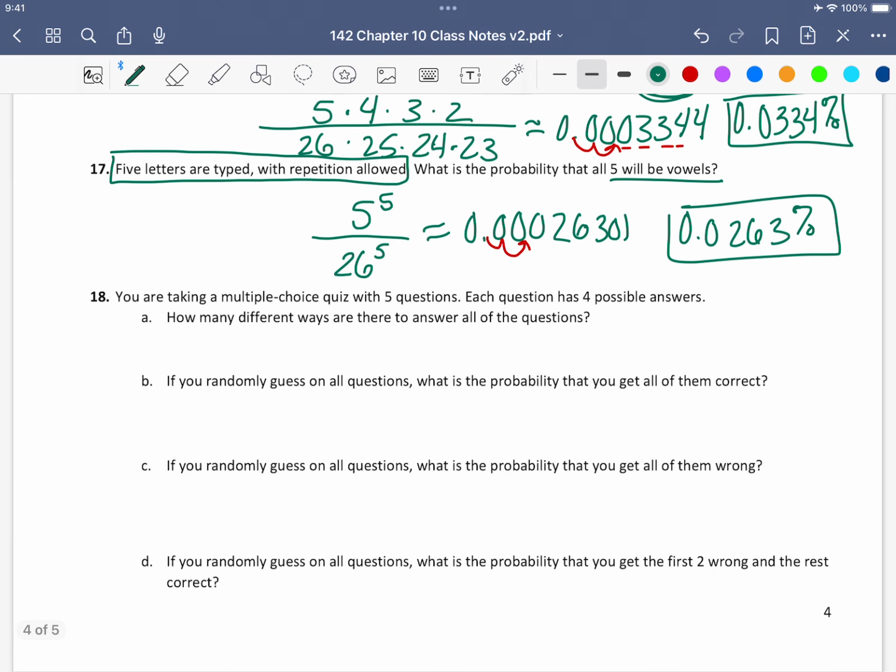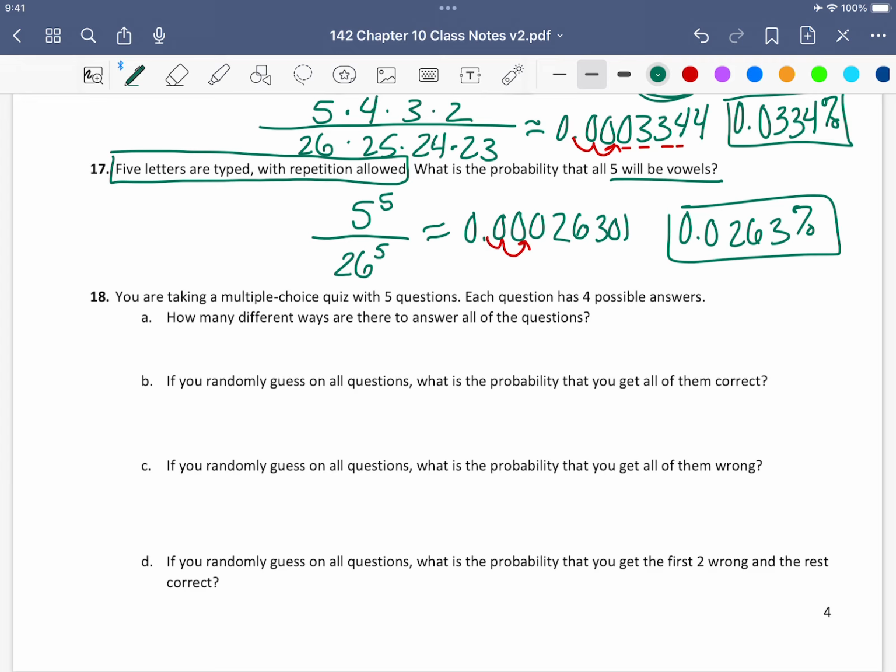Now for problem number 18, these are all going to revolve around taking a multiple choice quiz with 5 questions. Each question has 4 possible answers. And I do want us to just assume here that for each question, there's just one right answer and then 3 wrong answers. So notice for part A, it's not a probability question, it's just a counting question. How many different ways are there to answer all of the questions?